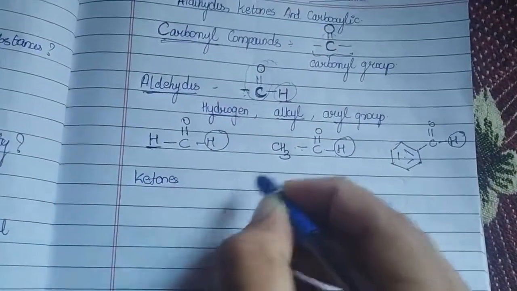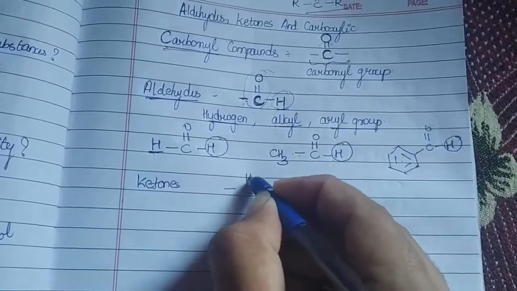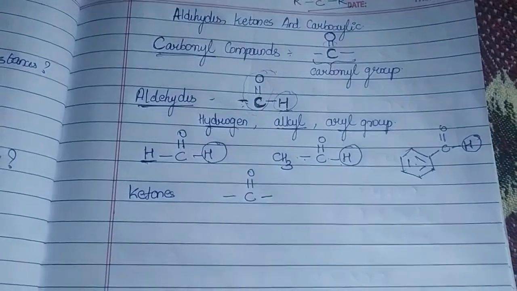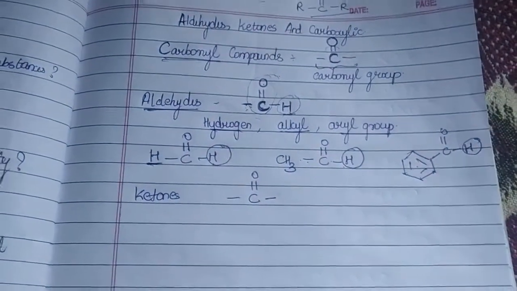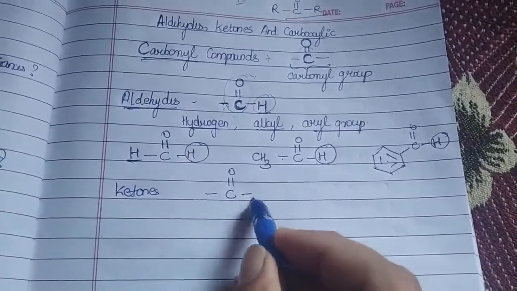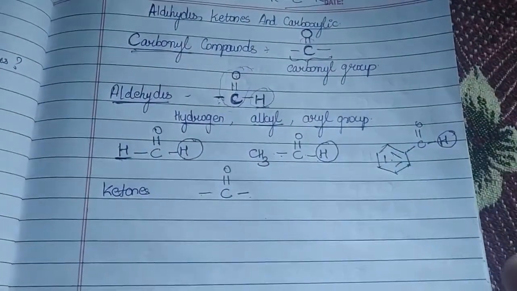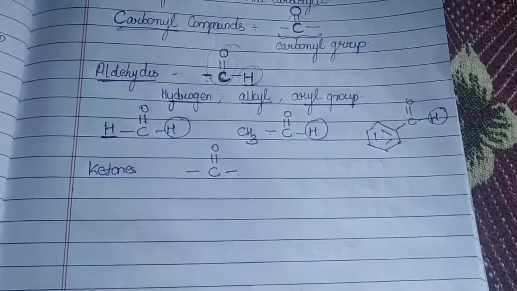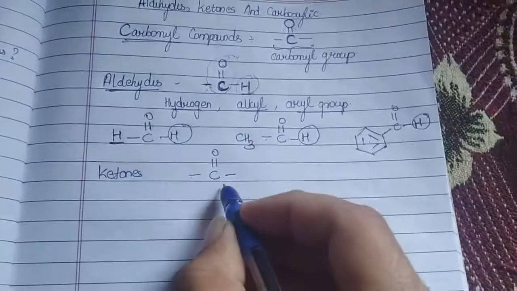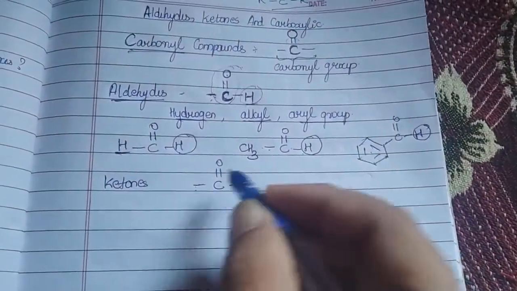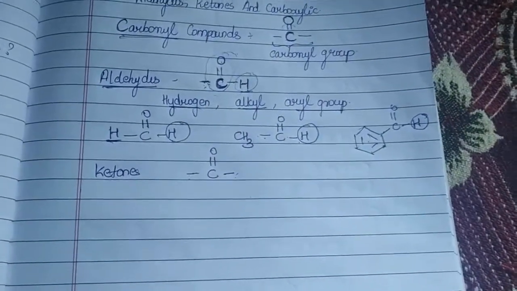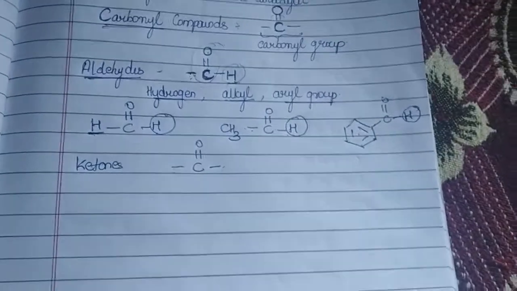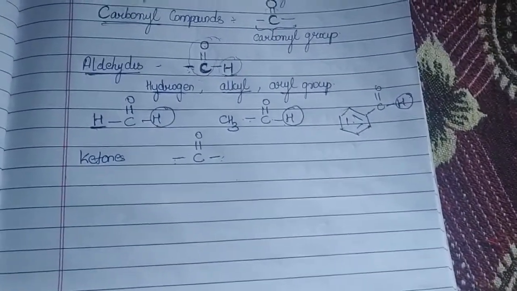Of course, we know your ketones also have a carbonyl group. But what is the major task over here? So in ketones, what is happening? Both the valencies will be satisfied by an alkyl or an aryl group. I repeat, in ketones, both the valencies around your carbonyl group will be satisfied by your alkyl or aryl group. There is no hydrogen over here. Are you getting my point?